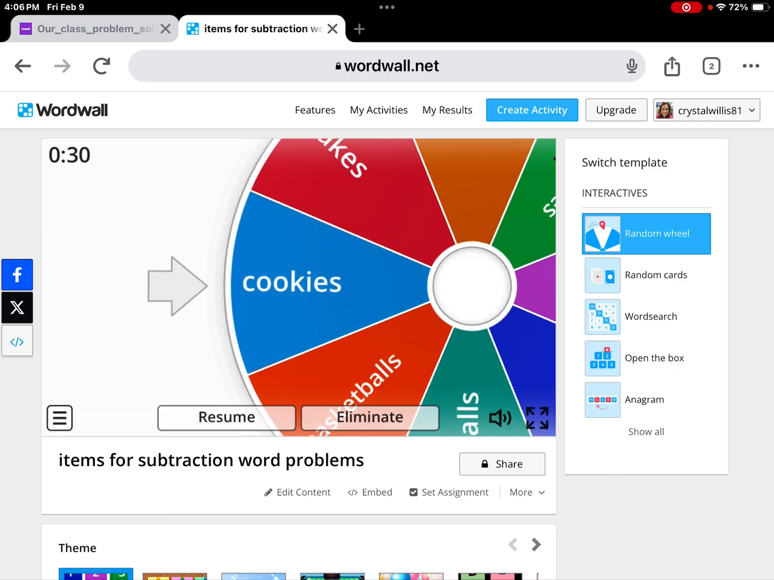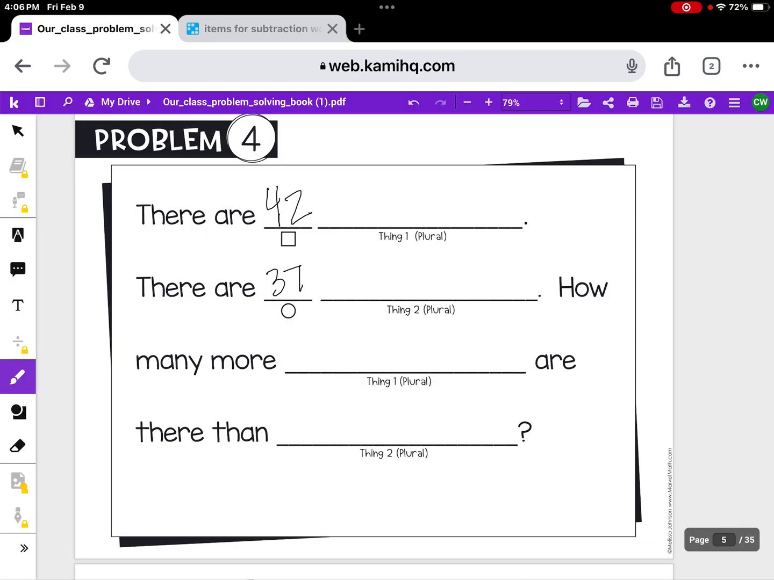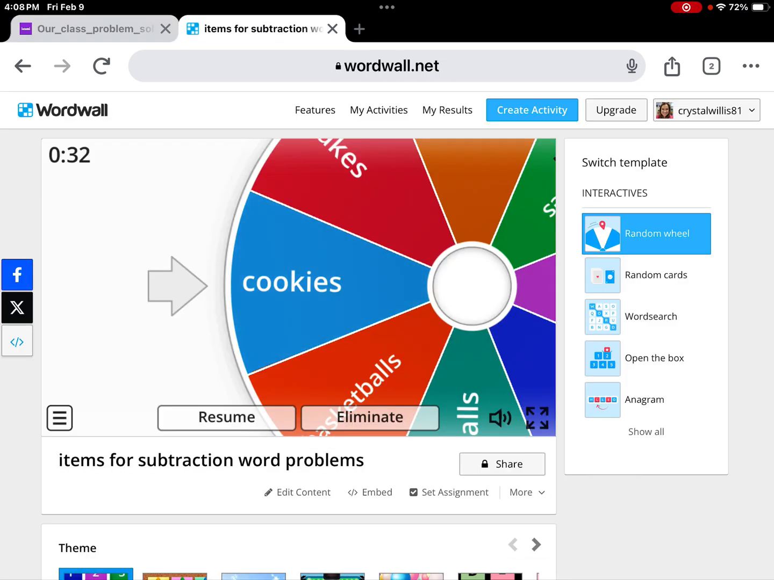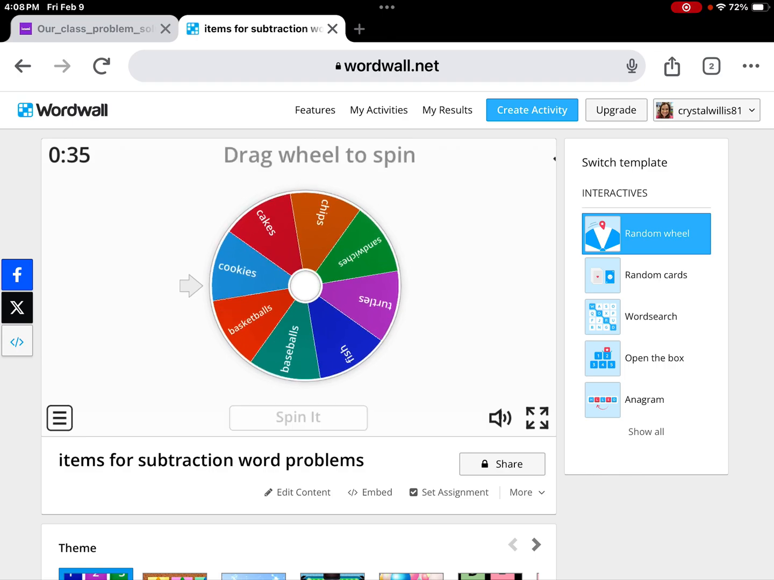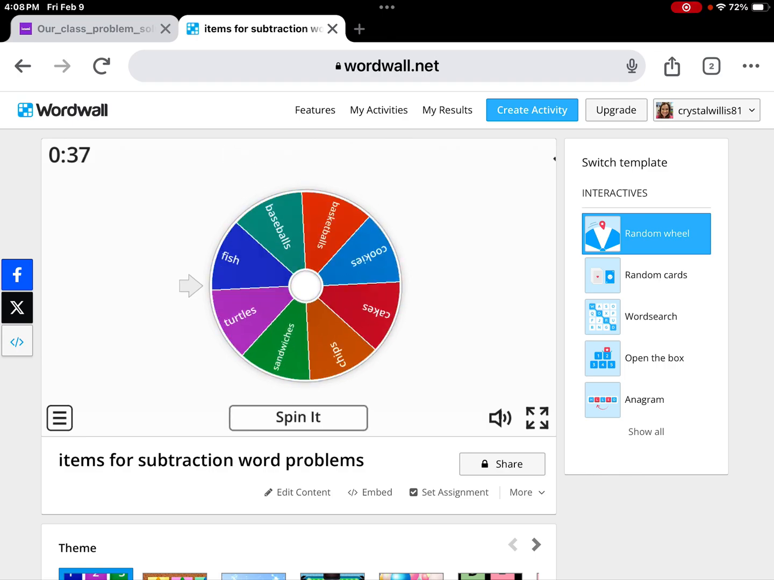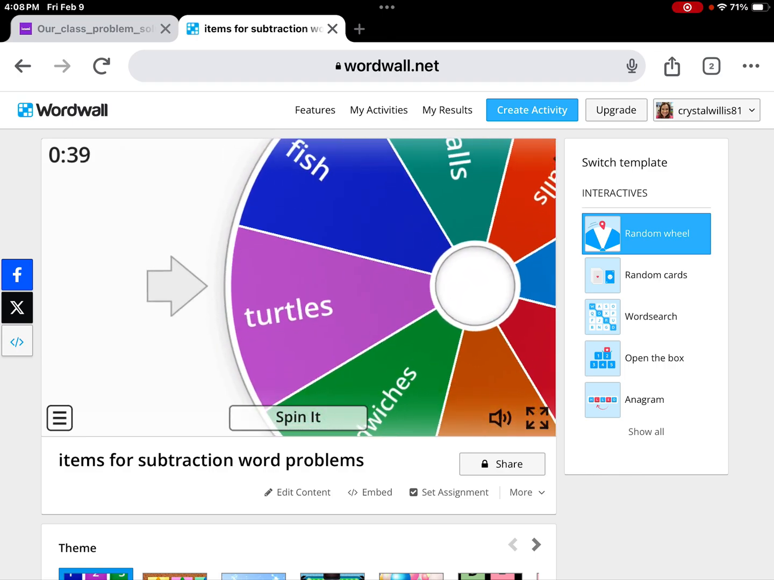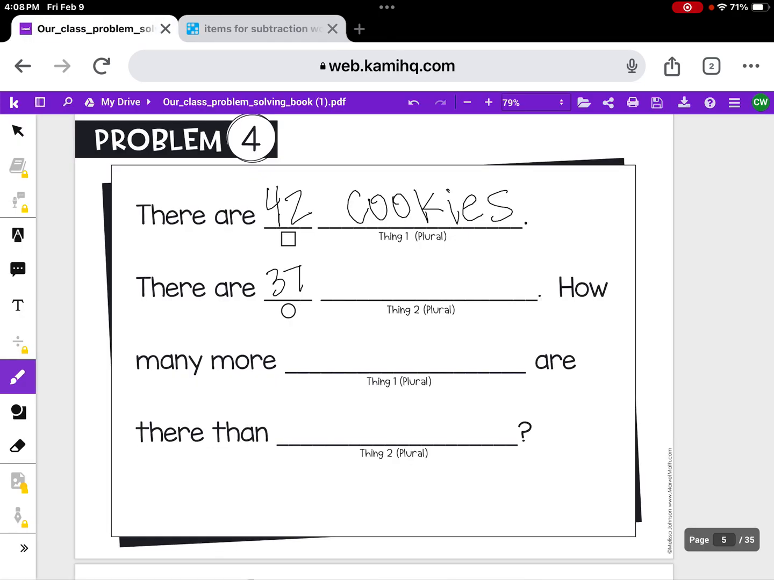And my first thing is cookies. So I'm going to go back to thing 1, and I'm going to write cookies. There are 42 cookies. Now I'm going to go back to the wheel, and I'm going to spin it again. Oh my goodness, turtles, okay? So I'm going to go back, there are 37 turtles.